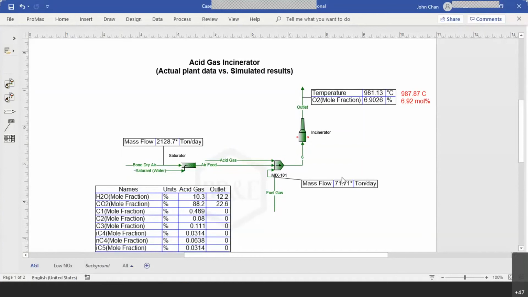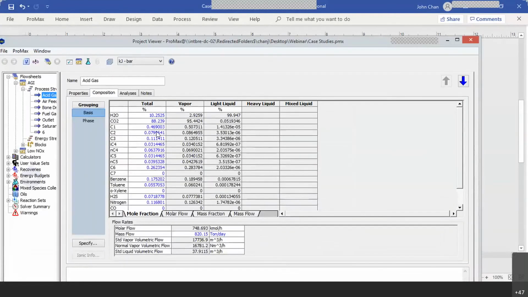What they have is acid gas coming off from the acid gas unit, or the amine regenerator. Let's take a look at the composition of this acid gas. You can see that in this acid gas, we do not have too many combustibles. We have a lot of CO2, very tiny amounts of hydrocarbons, and also some H2S.